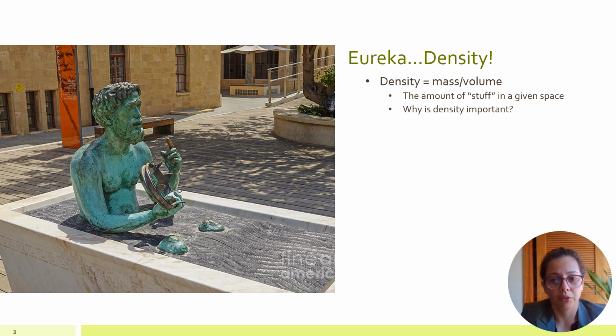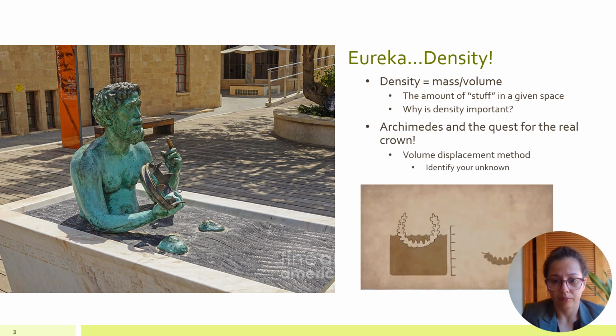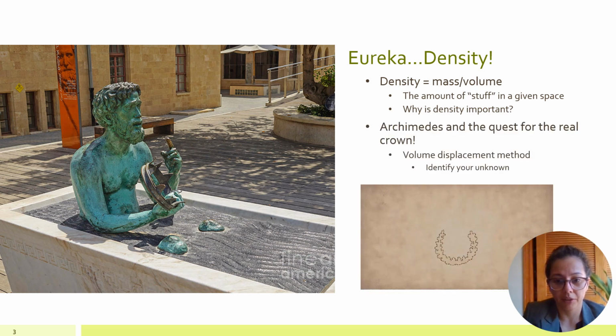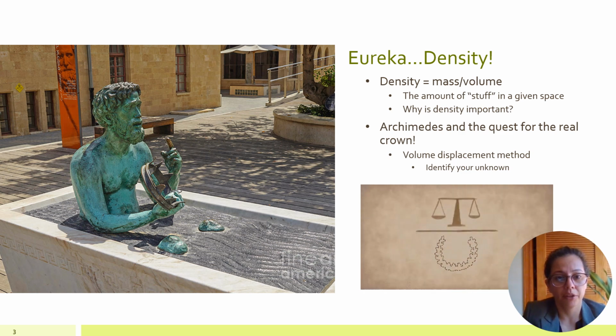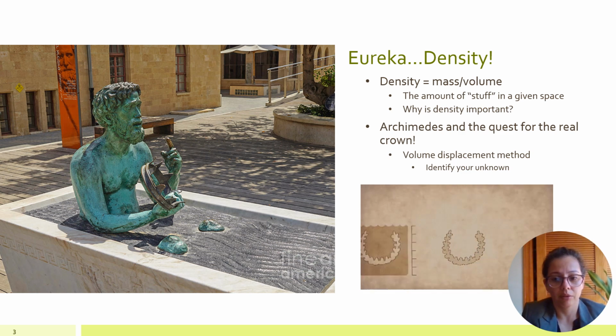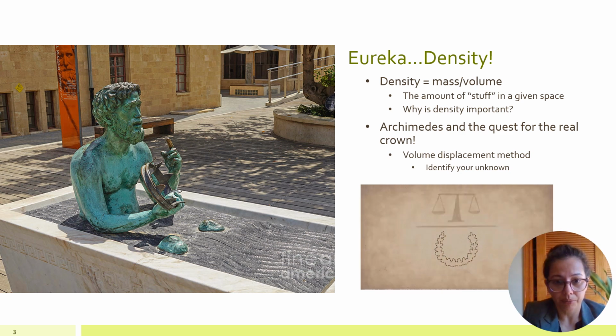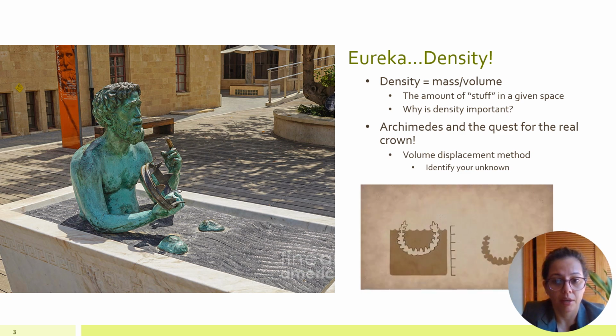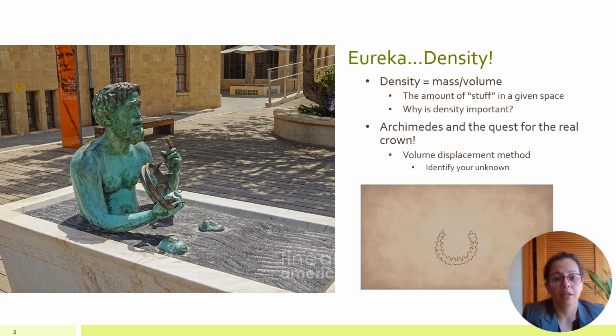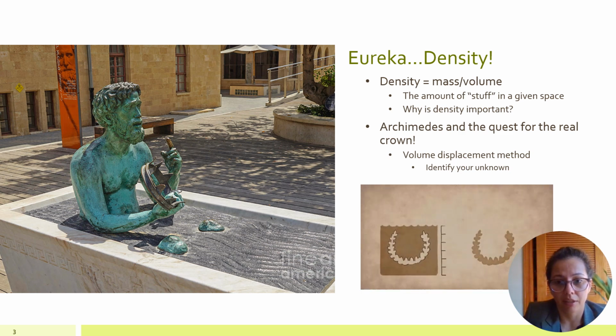So this discovery enabled Archimedes to determine the volume of the crown, depicted in the animation here. So once he figured out the volume of the crown, he was then able to weigh the crown. And once he has the mass and the volume, he can then calculate the density.